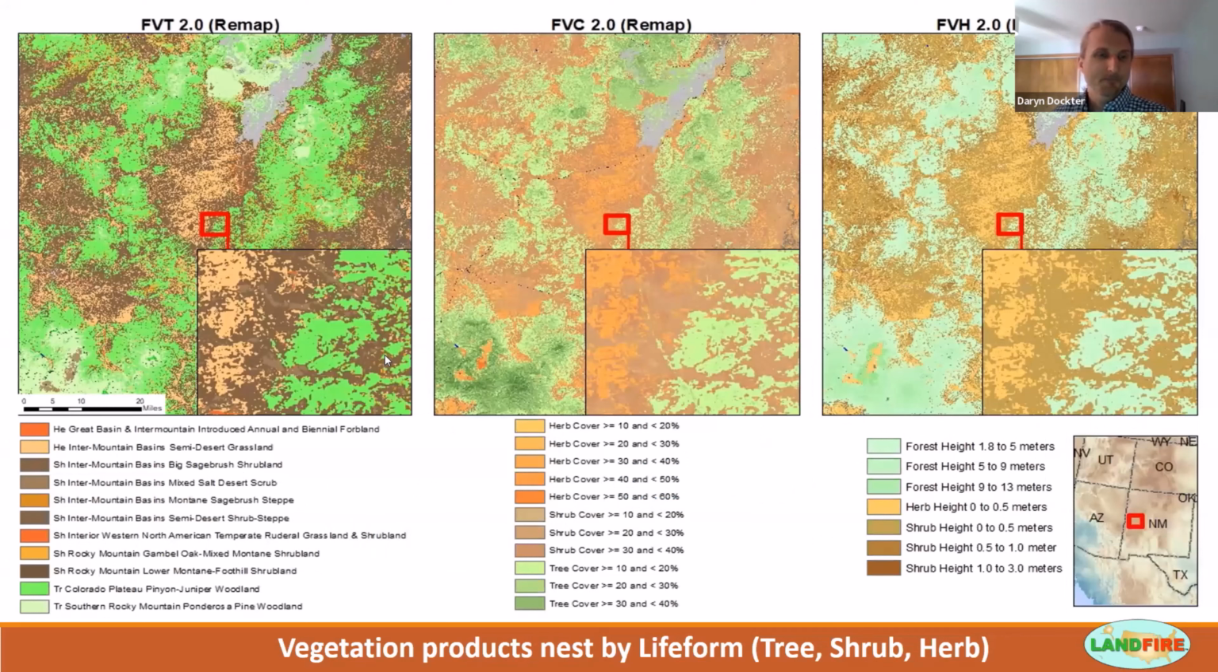Here is just showing how we have our type, cover, and height all use that life form mask. So they nest by life form. As you can see, all the pixels that are a tree EVT are also tree cover and tree height. Same for herbaceous and shrub. So that it makes sense for each pixel and we're able to assign fuel models that way. So we are not yet, but in the future, we would love to be able to provide, like for the tree pixels, the shrub and herb cover and height. And that's something we hope to do in the future. But right now, it's mutually exclusive in that if it's tree, we don't have any information on the shrub or herb in between the trees if it's an open canopy or underneath the tree canopy if it's closed.